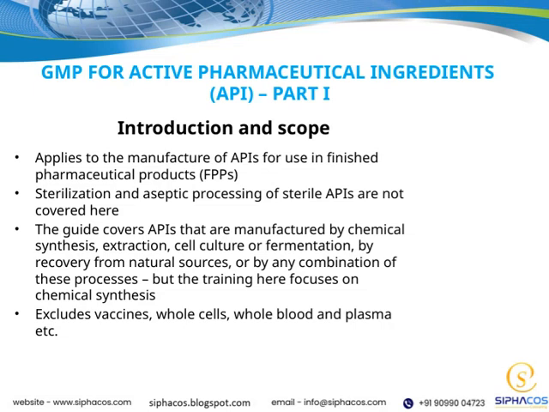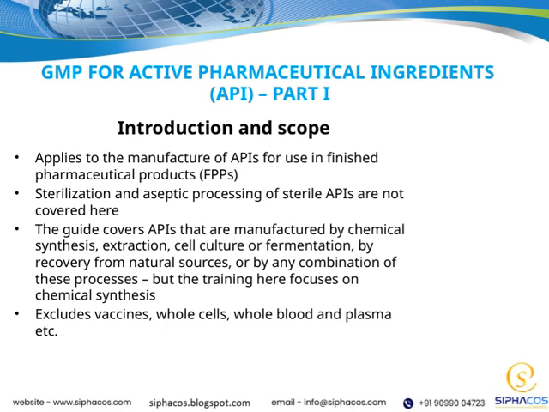Welcome to this section on Introduction and Scope. Today, I'll be explaining the key points to set the foundation for our discussion on GMP for active pharmaceutical ingredients. First, this guide applies specifically to the manufacture of APIs that are used in finished pharmaceutical products, or FPPs. It's important to note that sterilization and aseptic processing of sterile APIs are not covered here, so we're focusing on other aspects of API manufacturing.